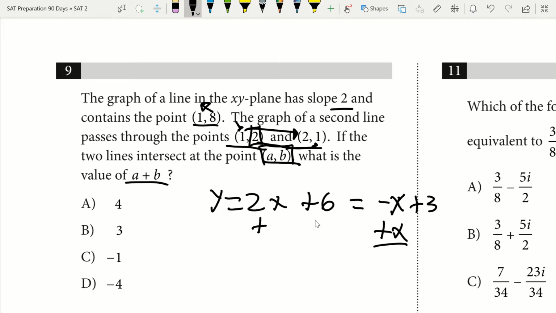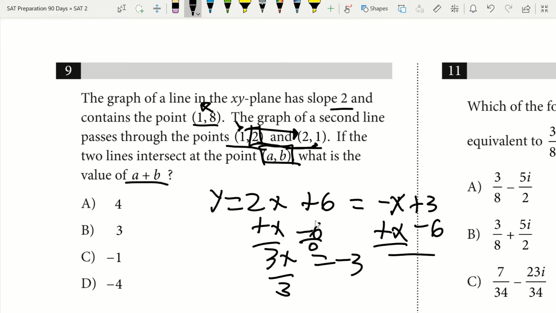I add x to each side. I'm going to get 3x, subtract 6 from each side. That's going to give me negative 3, so 3x equals negative 3, divide each side by 3. When I do that, I'm going to get x equals negative 1. Keep in mind that that's not my correct answer because I need a plus b.